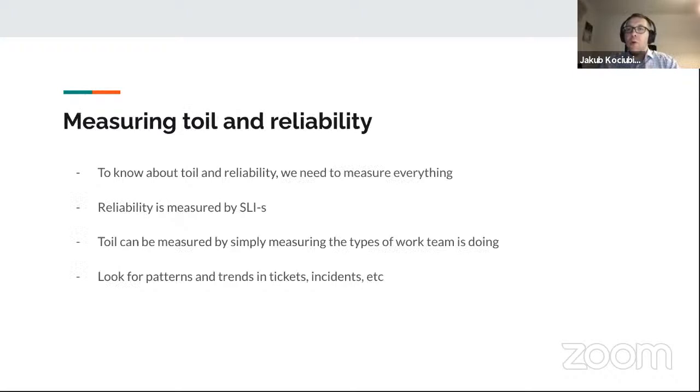But to know what to automate and what your reliability is, you need to measure. You need to measure everything that's important. With reliability, we have SLIs. We talked about that. We get our metrics, we define them. With toil, it's a bit more difficult, but you can do it. You can look at the types of work that the team is doing, at the types of activities that the operations people are doing, and try to periodically check whether you are reducing the toil, the manual, repetitive stuff that everyone needs to do every month.